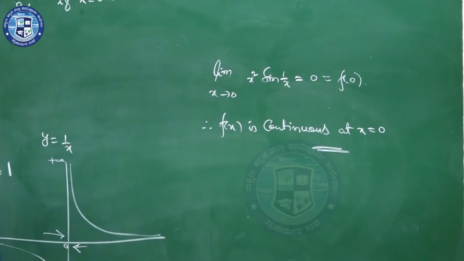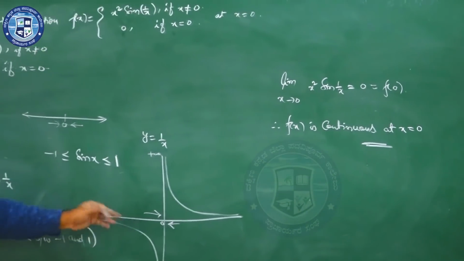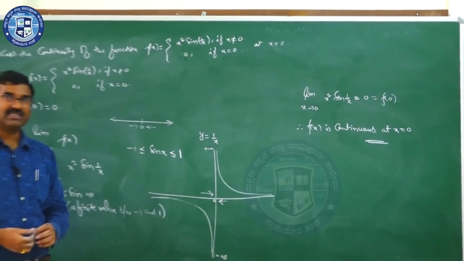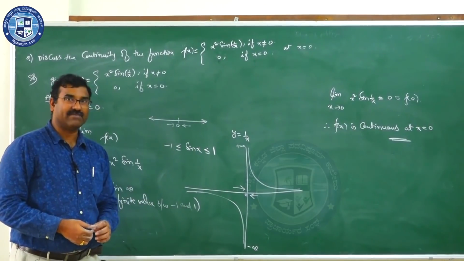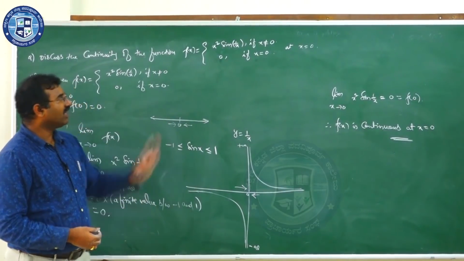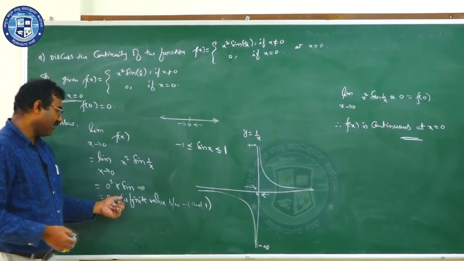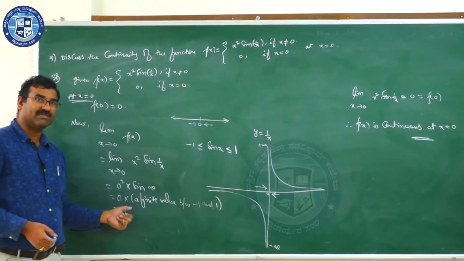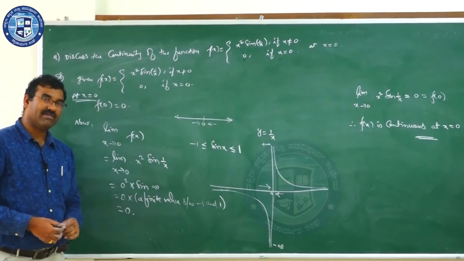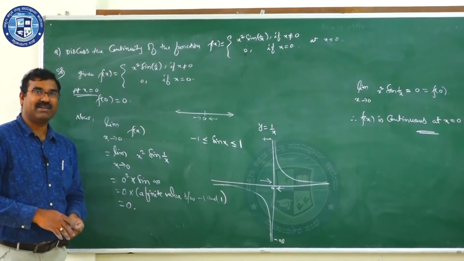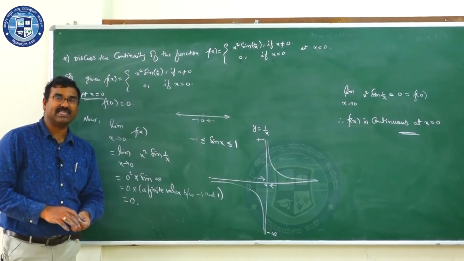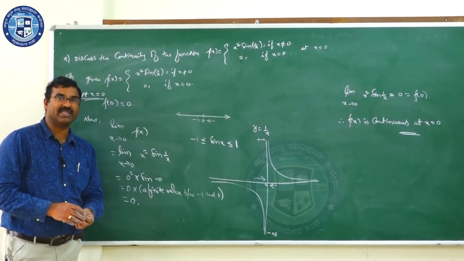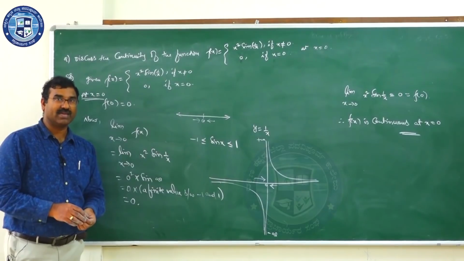Okay. So I hope you understand. You must have a little idea of sine, its domain and range, as well as the 1 by x graph. This is one of the important models. Many of the students make mistakes in this place. With this the concept of continuity is completed, and in the next session we are going with differentiability. Okay, thank you.